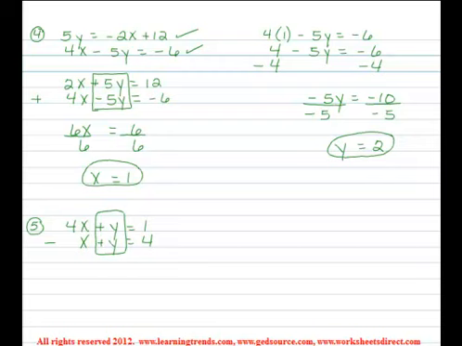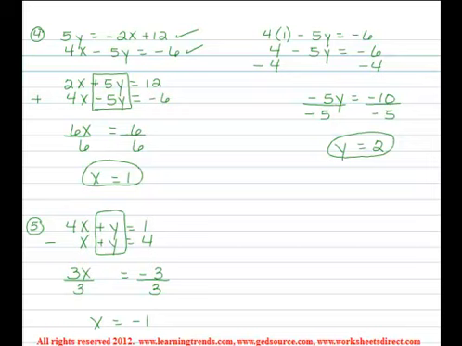So y minus y gives us 0, and so it'll work this way too. Here we're going to subtract, and 4x minus x gives us 3x. Y minus y is nothing, we can leave that alone. And 1 minus 4 gives us a negative 3. Divide each side by 3, and you'll see that x equals a negative 1.